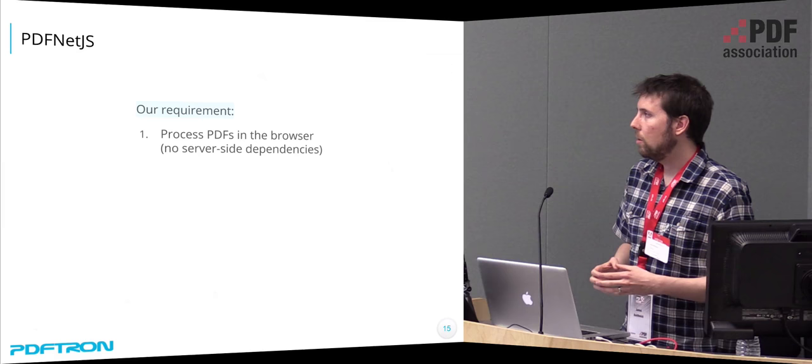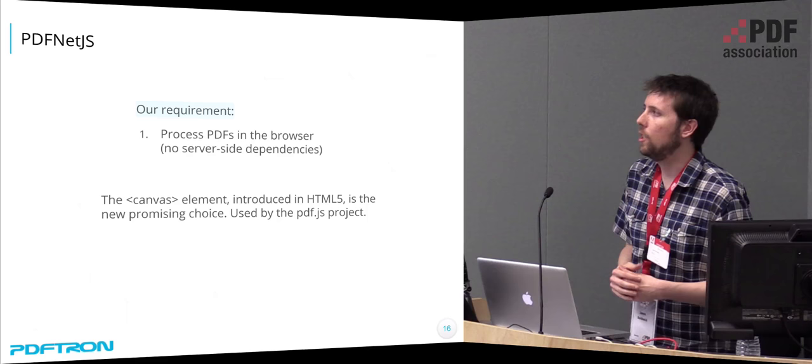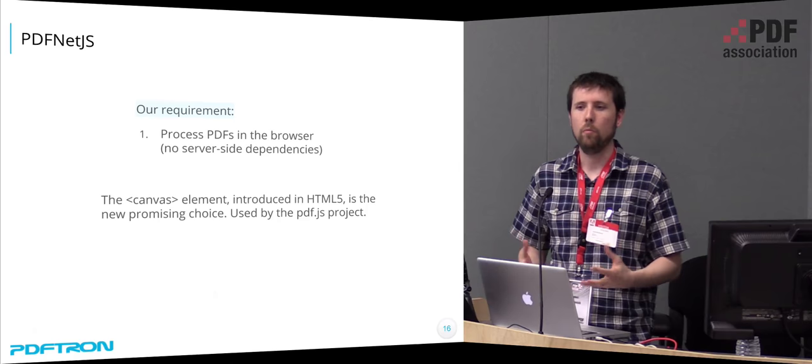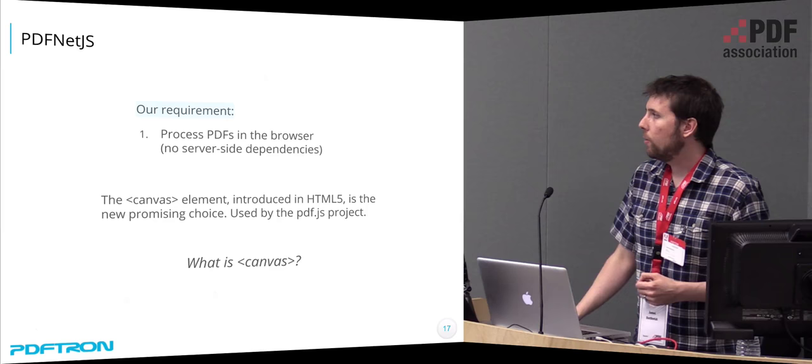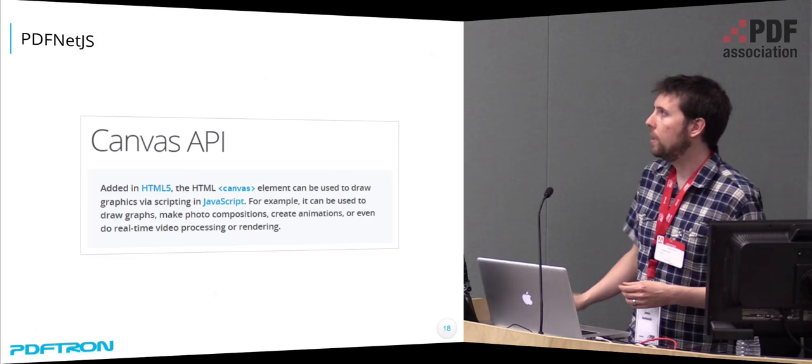So when we looked at how we can do this, the thing that really jumped out as the obvious solution was the new HTML5 canvas element. It's used by the PDF.js project that you may have heard of, as a back-end rendering engine. We looked at this and thought, this is maybe something we can build upon to create an in-browser PDF solution. For those of you who aren't familiar with Canvas, I'll briefly describe what it is, how it works, and how you can use it to show PDFs. So this is from the Firefox documentation, Canvas API.